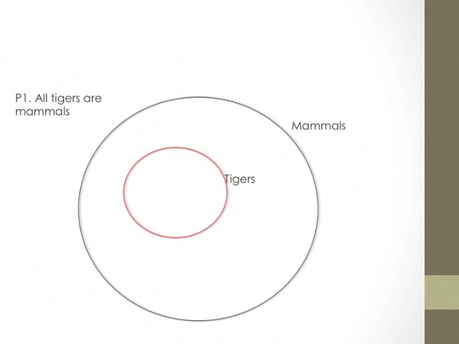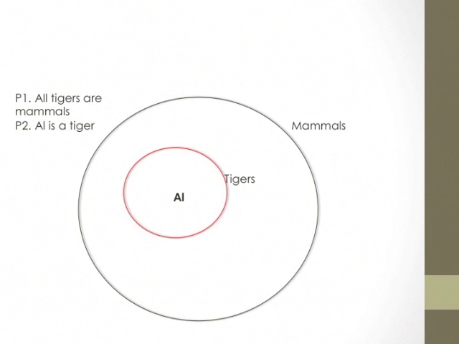Suppose that we make the first premise true, namely that all tigers are mammals. So the inner red circle is a set of tigers, and the outer black circle is a set of mammals. So here we represent the fact that all tigers are mammals. That is, that the collection of tigers is entirely contained in the collection of mammals. So what we're claiming here, basically, is that it is impossible to be a tiger without also being a mammal.